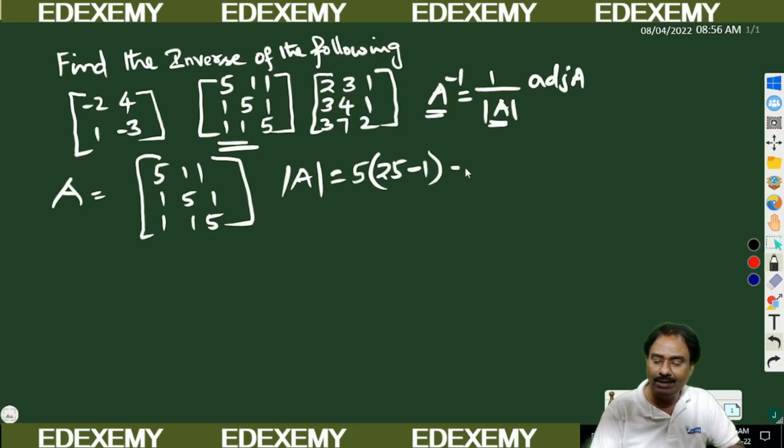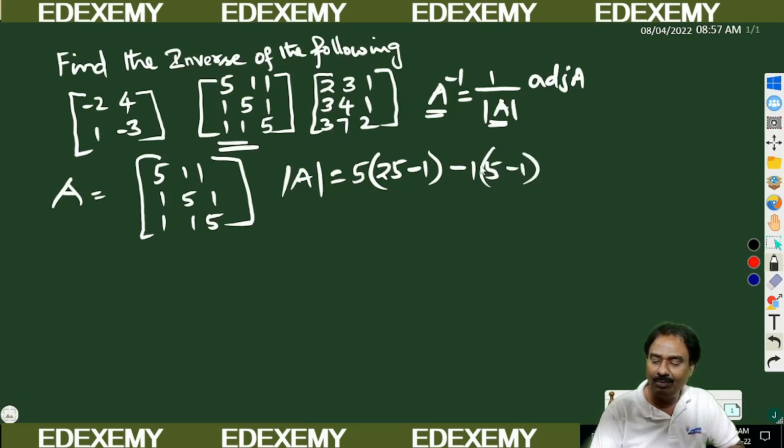So the next thing, you put minus here, then 1 here. You leave that row and column where the 1 lies, and you will get 1, 1, 1, 5, as 5 into 1 is 5, minus of 1 into 1 is 1.